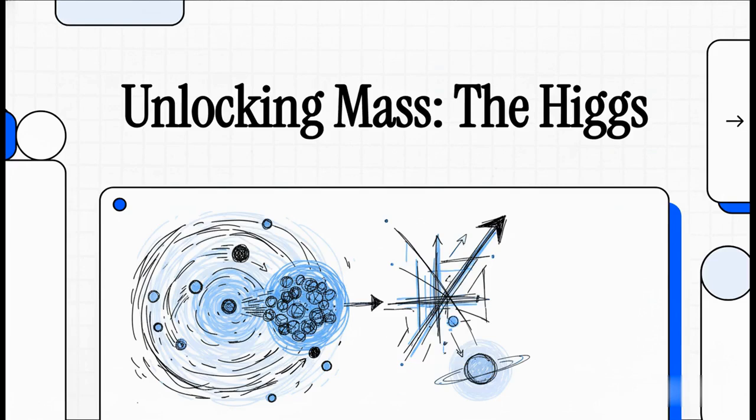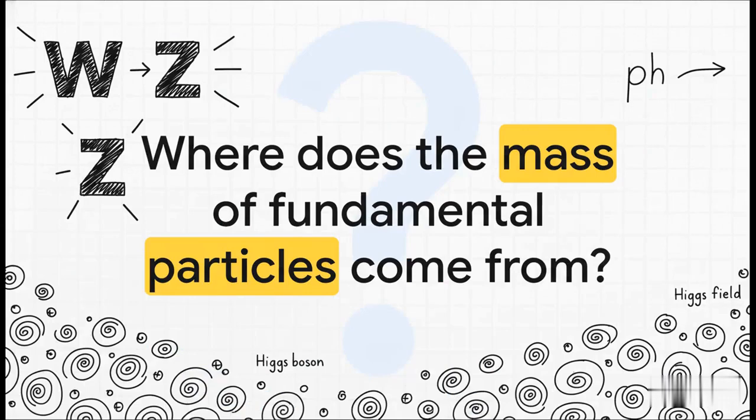Today, we are diving into one of the most elegant and profound concepts in all of physics. For decades, this was a massive puzzle for physicists. It was a real headache. They knew that some particles, like the W and Z bosons that carry the weak force, had a lot of mass. But then you have the photon, the particle of light, which has absolutely no mass at all.